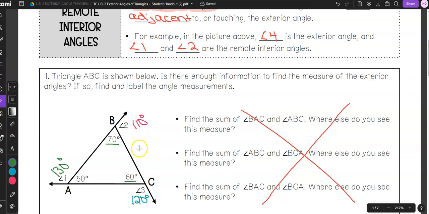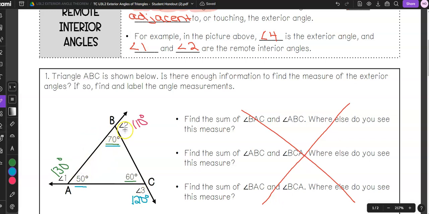Angle 3 I did in teal. So how would I get the 120 if I didn't have the 60? Well, what I would do is add the 70 plus the 50. So we would do 70 plus 50 and we would get angle 3, because angle 3 is exterior here, and the interior ones that are furthest from it are the 70 and the 50.